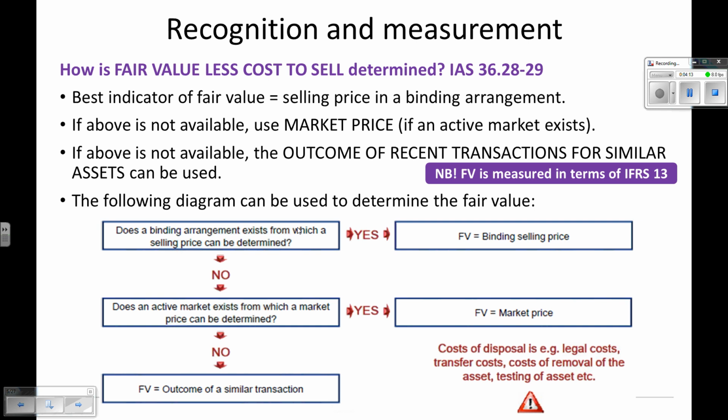So how will we determine the fair value less cost to sell? Fair value is your selling price in a binding arrangement. If the above is not available, use your market price. If the above is not available, then the outcome of recent transactions for similar assets. So most of the time in a test, we will tell you what is the fair value of the asset. And cost of disposal that you will deduct from that fair value will be legal costs, transfer costs, cost of removal. Just very important to note that this cost to sell, it must occur because you are selling the asset. So we would have not incurred the legal cost if we did not sell the asset. So therefore, that will be included in my cost of disposal. In the next video, we will discuss how to calculate our value in use.